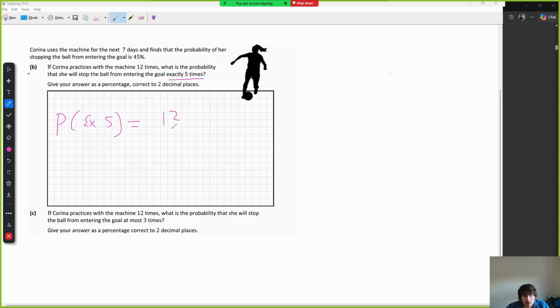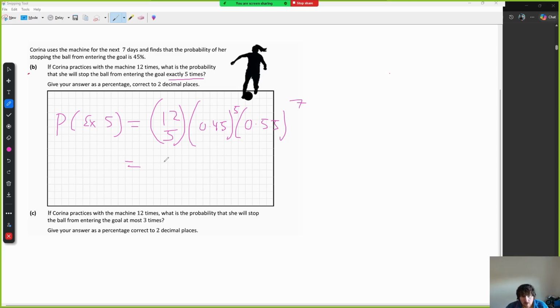So out of the 12, we choose 5 of them. The probability of success here, which is stopping the ball, is 0.45, and we want 5 of them. Then 0.55 to the 7 is for our failure, and we want 7 fails. So that works out as 12 choose 5 times 0.45 to the 5 and 0.55 to the 7.